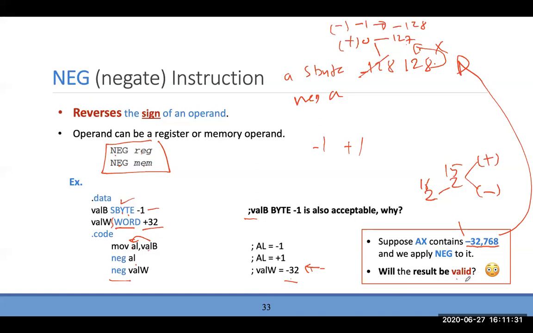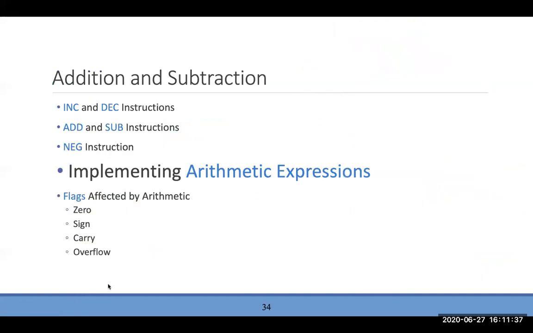Will the result be valid? No, it's not going to be valid. That's going to trigger a flag. And that's what you're going to cover in the upcoming classes, upcoming slides. Okay, so with that, now we know the basic arithmetic instructions in x86. Let's just look at some expressions and then we're going to look at the flags, okay?